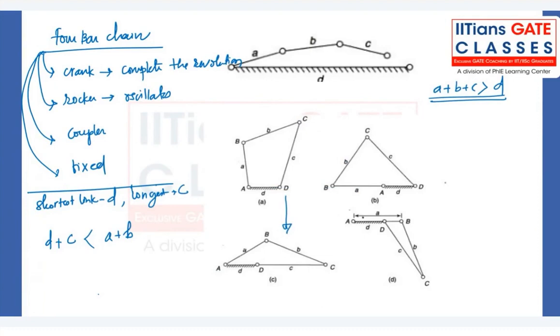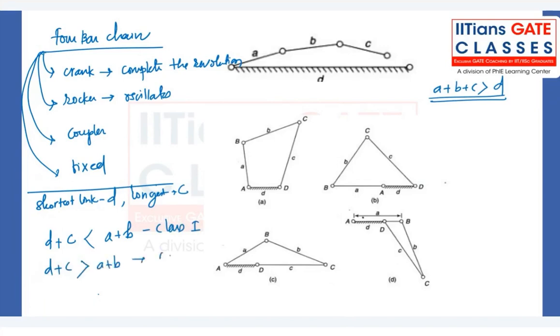So that's why, and here it is possible that A can make a complete revolution. Okay, so if this condition is satisfied, then we can say it is a class 1 mechanism. And if D plus C is greater than A plus B, we call it a class 2 mechanism.